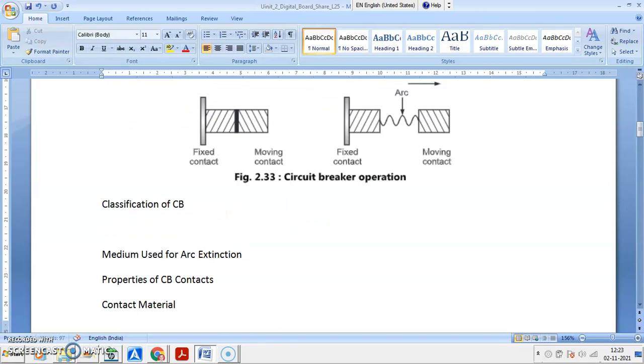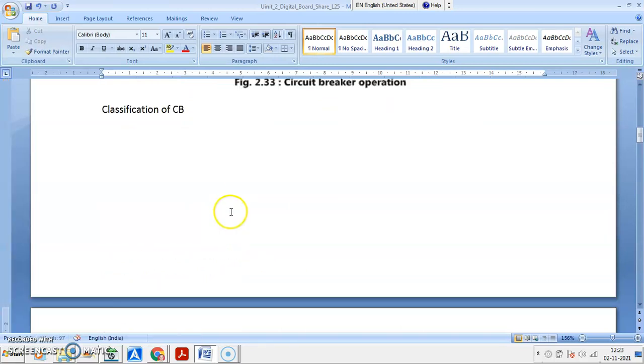So classification of circuit breaker. Basic classification of circuit breaker is made on the basis of insulating media.